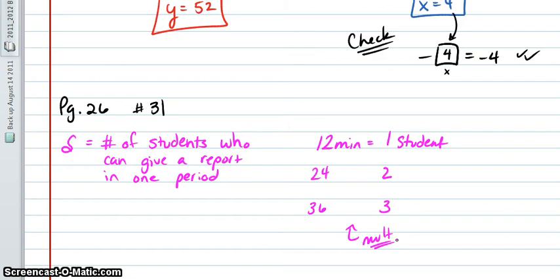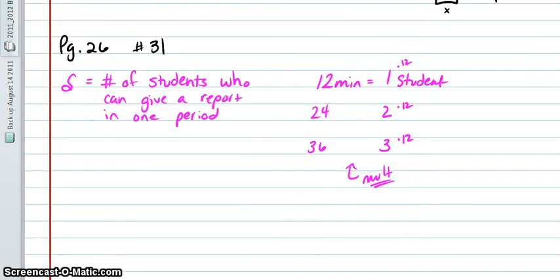Okay, 3 times 12 gives me 36. 2 times 12 gives me 24. 1 times 12 gives me 12. Okay. So we're working with multiplication in this case. So if I had S number of students, in order to figure out how much time that would take, I'd need to multiply that by 12. So S number of students times 12 would give me the total amount of time we are working with.